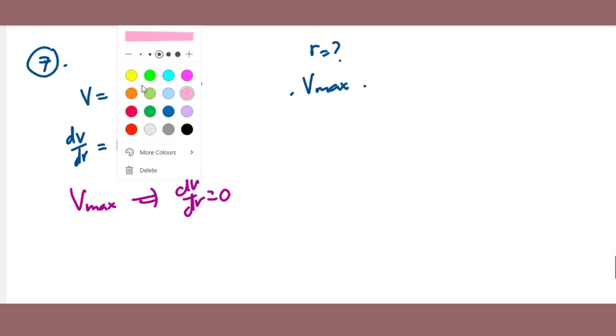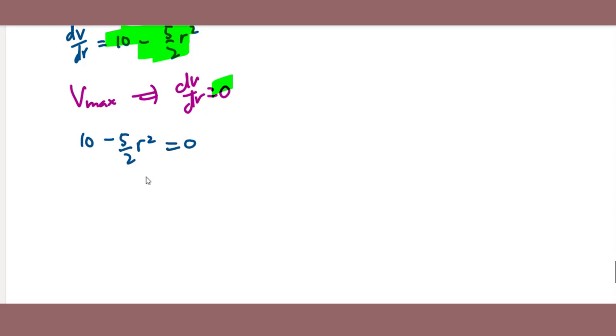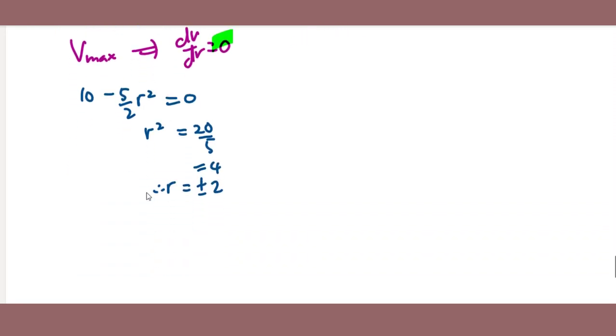Take this equal to 0. 10 minus 5 over 2R squared is equal to 0. Bring R squared to one side: R squared is equal to 20 over 5, that is 4. Therefore, R is equal to plus or minus 2. You get two values for R, and then you test the two values using the second derivative.